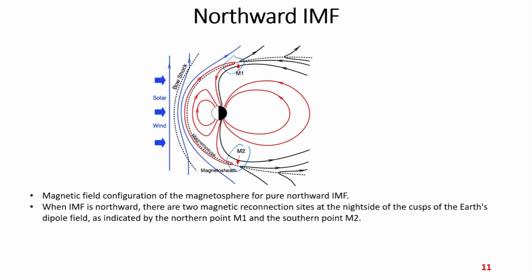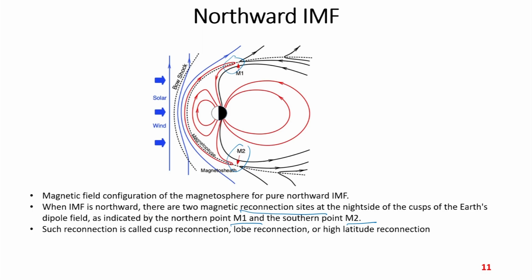So, there are two magnetic reconnection sites. These are the points M1 and M2 that we already showed in this diagram. This is also called the cusp reconnection or the lobe reconnection, or high latitude reconnection.